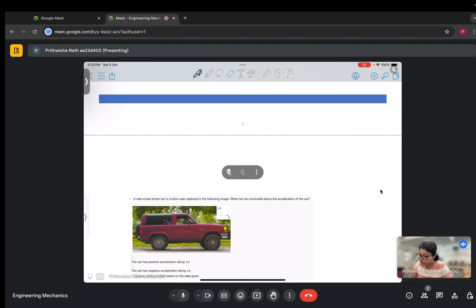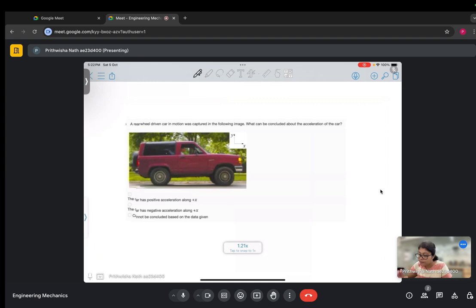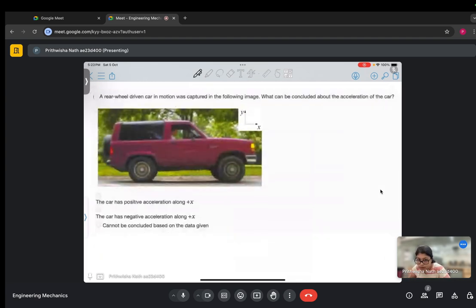So this is the first question. A rear wheel driven car in motion was captured in the following image. What can be concluded about the acceleration of the car? The car has a positive acceleration along positive x direction.